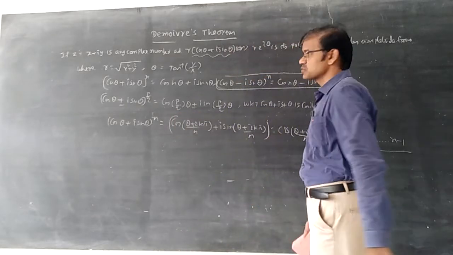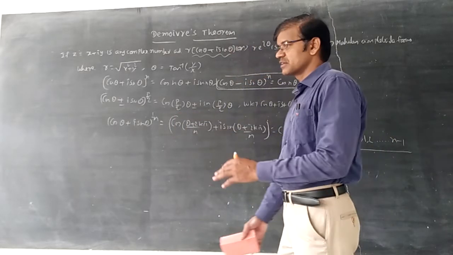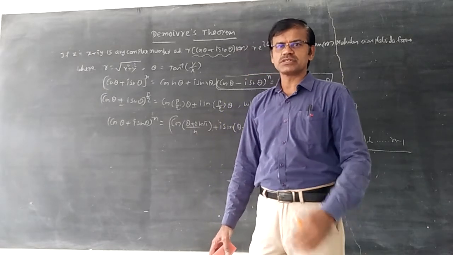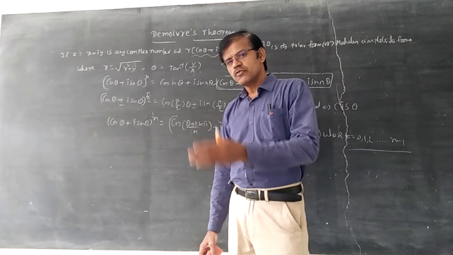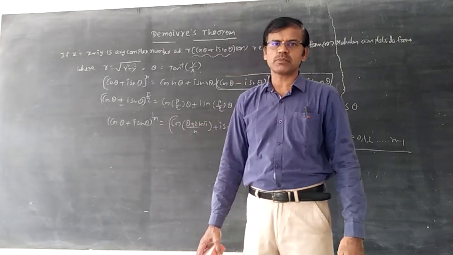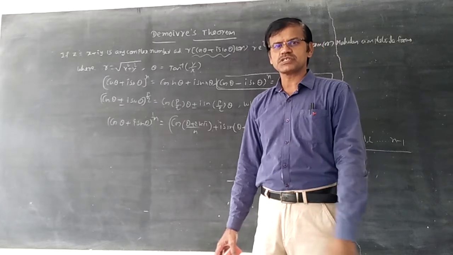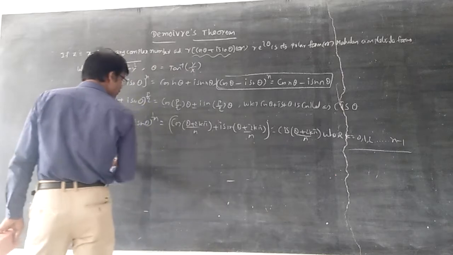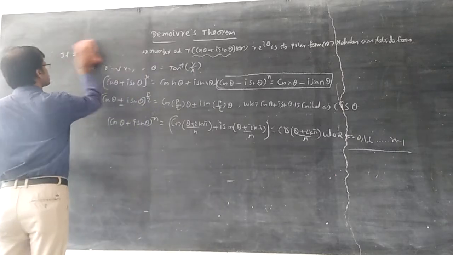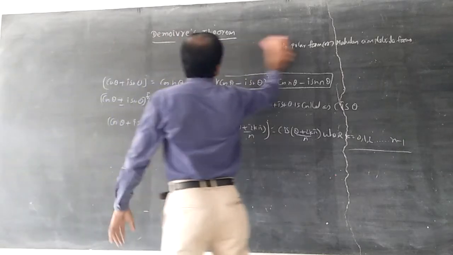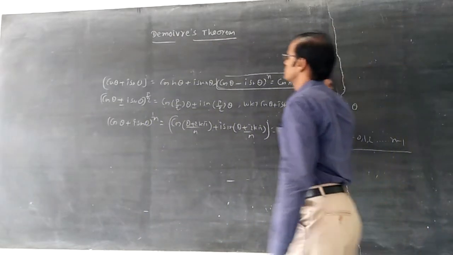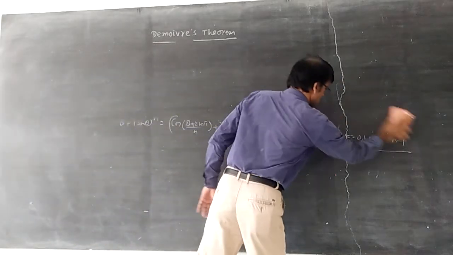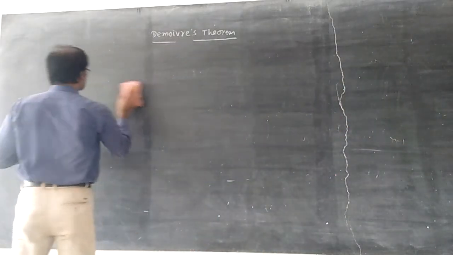Now let us discuss the concept that hereafter you should understand that a is equal to cis alpha, b is equal to cis beta, and c is equal to cis gamma, where it is given that cos alpha plus cos beta plus cos gamma is equal to 0, and also sin alpha plus sin beta plus sin gamma is equal to 0. Now here let us write some formulas.